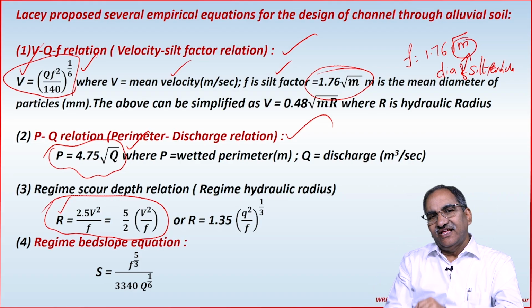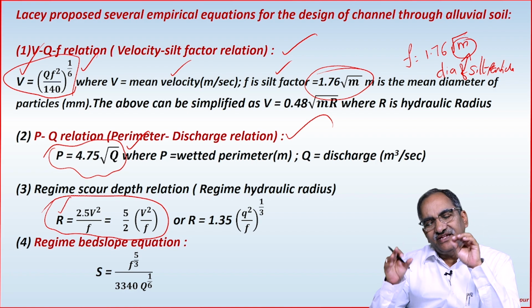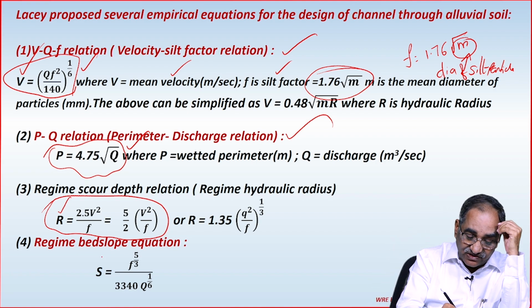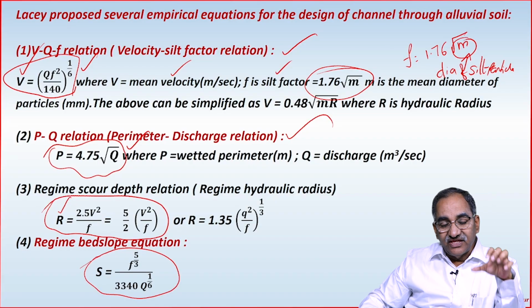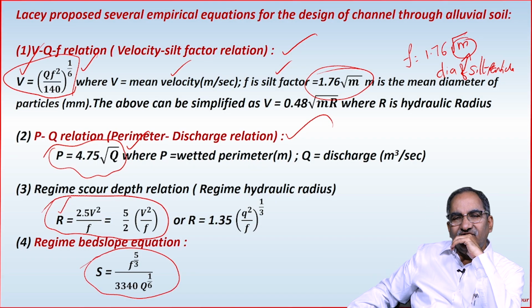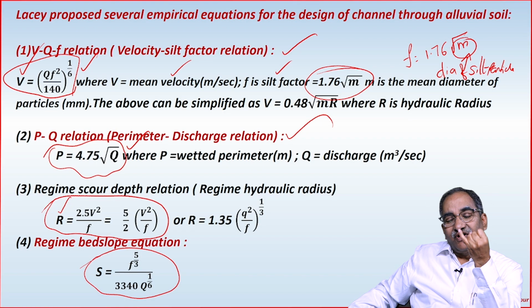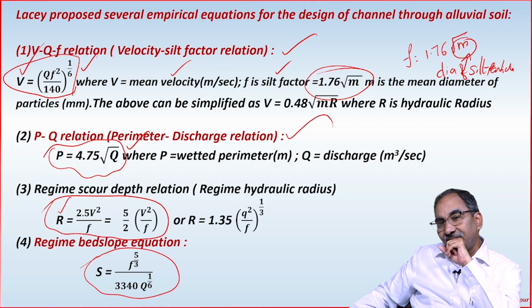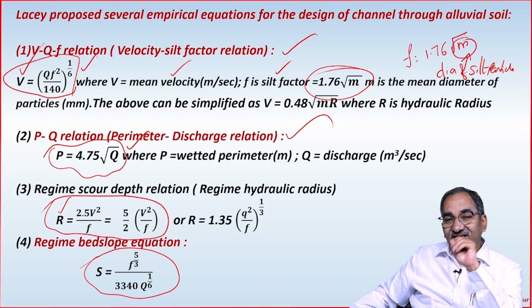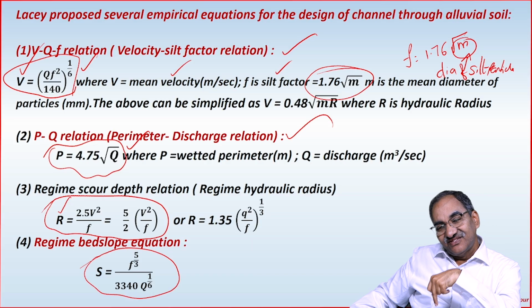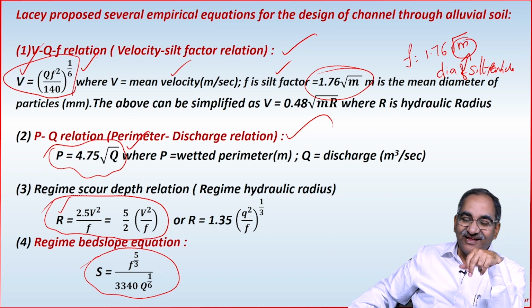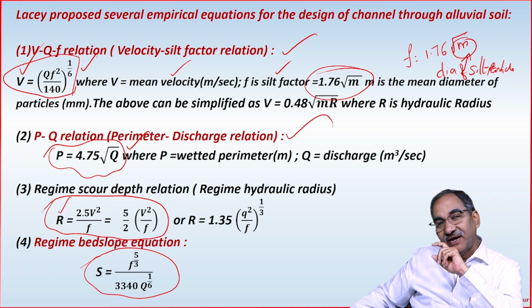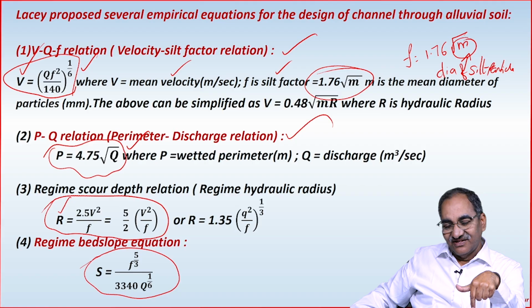And the fourth equation Lacey has given is one equation exclusively for slope. So these are the four main equations for the design of channels. What are they? First one is discharge, velocity, silt factor, and silt factor depends on the diameter of the silt particle. The second one is wetted perimeter and discharge. Third one is velocity, silt factor and hydraulic radius. Last one depends on discharge and silt factor, that is the slope.